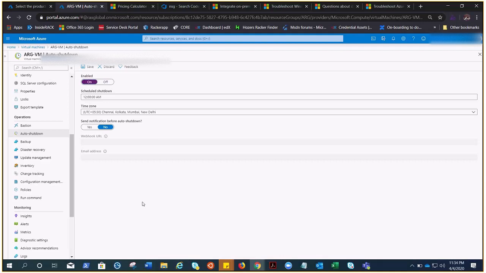You can get this auto shutdown while creating a VM, under the management tab. You can enable it during the creation of your VM as well. So that's the very first step: shut down or power off the VM when you don't need it.